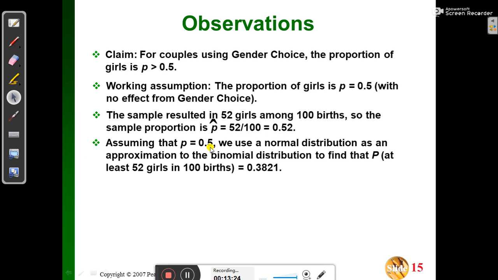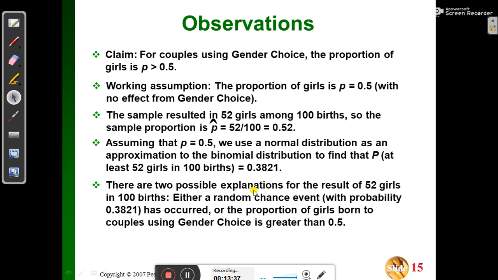Assuming 0.5, we use a normal distribution as an approximation to the binomial distribution to find that the probability of at least 52 girls in 100 births is 0.3821. This value comes from the binomial distribution. There are two possible explanations for the result of 52 girls in 100 births. Either a random chance event with probability 0.3821 has occurred, or the proportion of girls born to couples using gender choice is greater than 0.5.